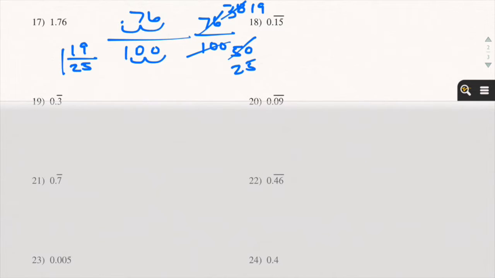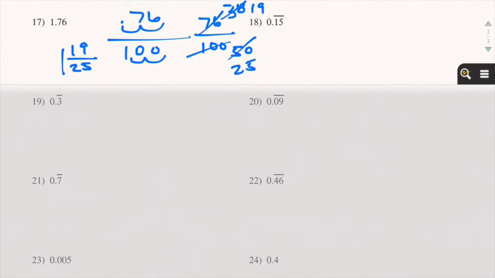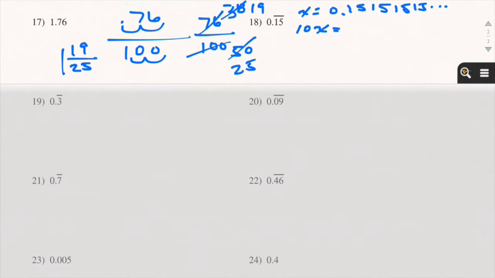Okay, number 18. So these ones are a little bit more tricky because we have repeating values. So it's a little bit different than if we didn't. What I'm going to do is kind of walk you through it instead of trying to explain too much. But what we have to do is let x equal 0.15 repeated, 0.15 on forever. So then we have to define 100x. And the reason we have to do 100x is because we need to kind of pick up where it repeats the decimal.